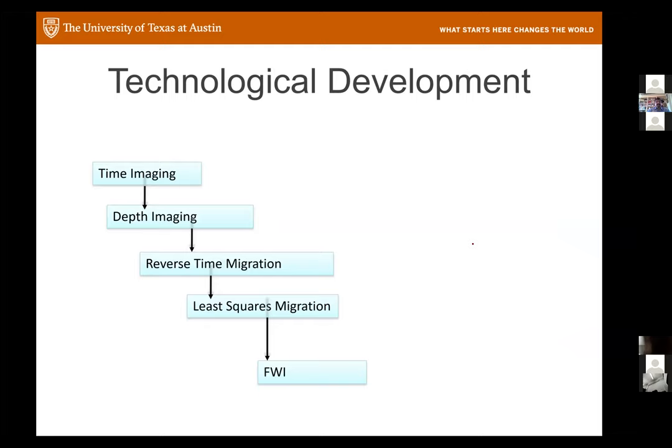All right. If you look at technological developments, for many years we did time imaging. Then we moved into depth imaging. When you use time imaging, we're using mostly RMS velocities, right? Now, in depth imaging, we use interval velocities. And depth imaging initially was concentrated mostly on asymptotic methods. But then came reverse time migration, which uses basically the full wave equation. And we needed more details in the velocity model.